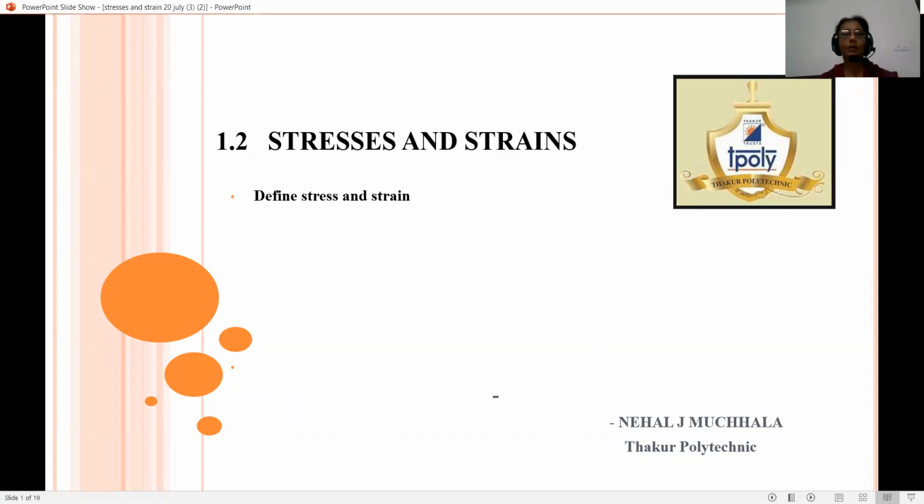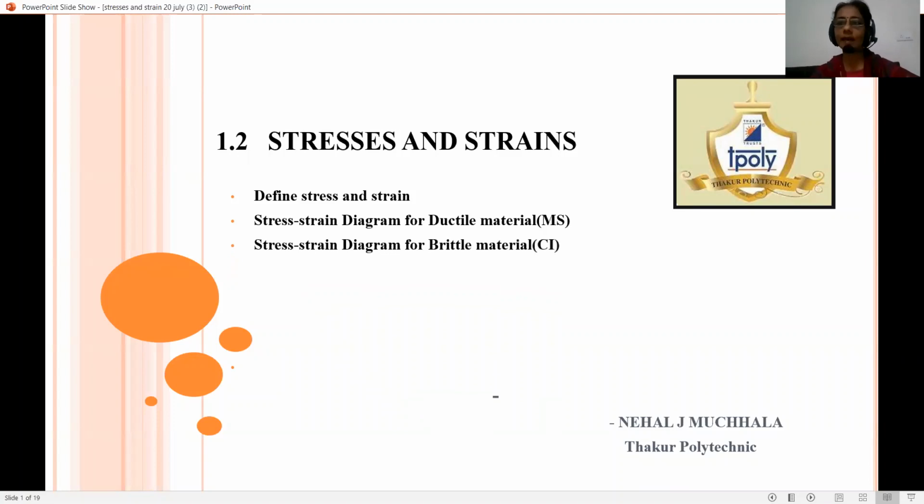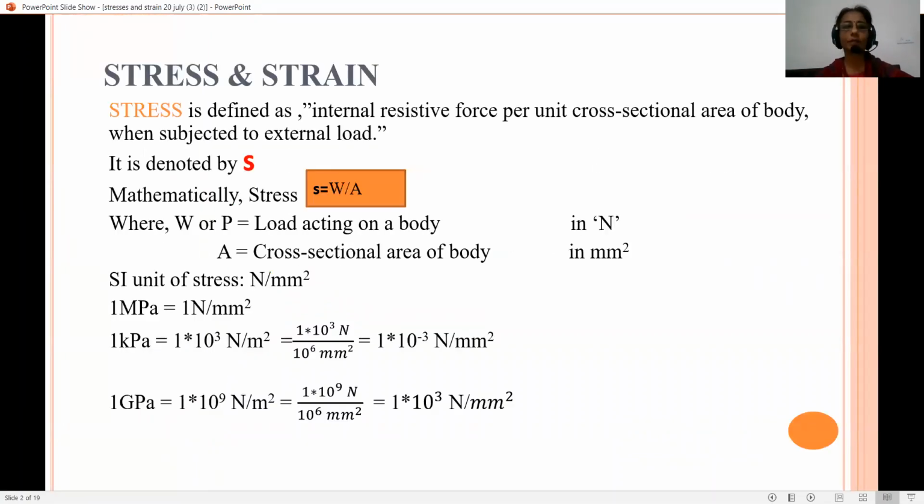This is our second lecture on fundamentals of design. So that is stresses and strain. We will see what is stress and strain. Then we'll also see stress strain diagram for ductile and brittle materials, and we will discuss types of stresses.